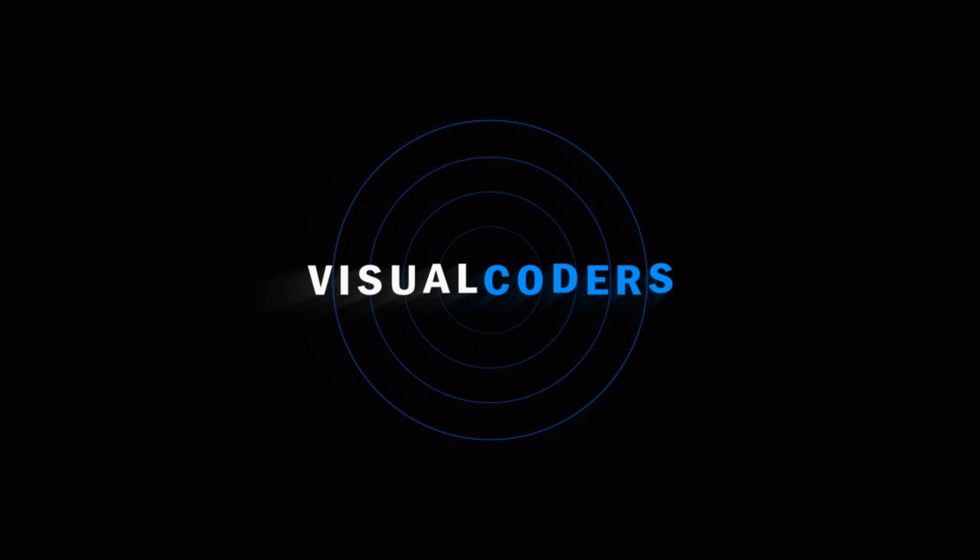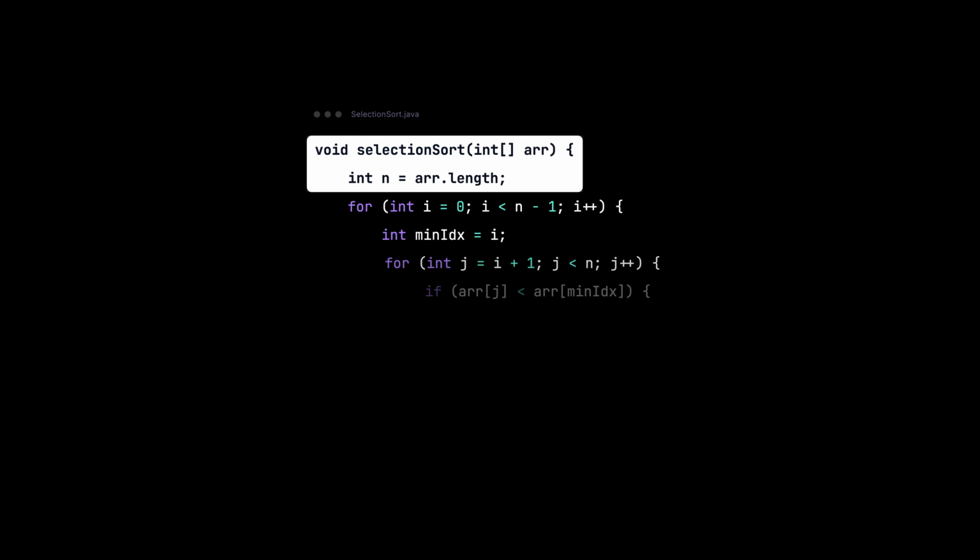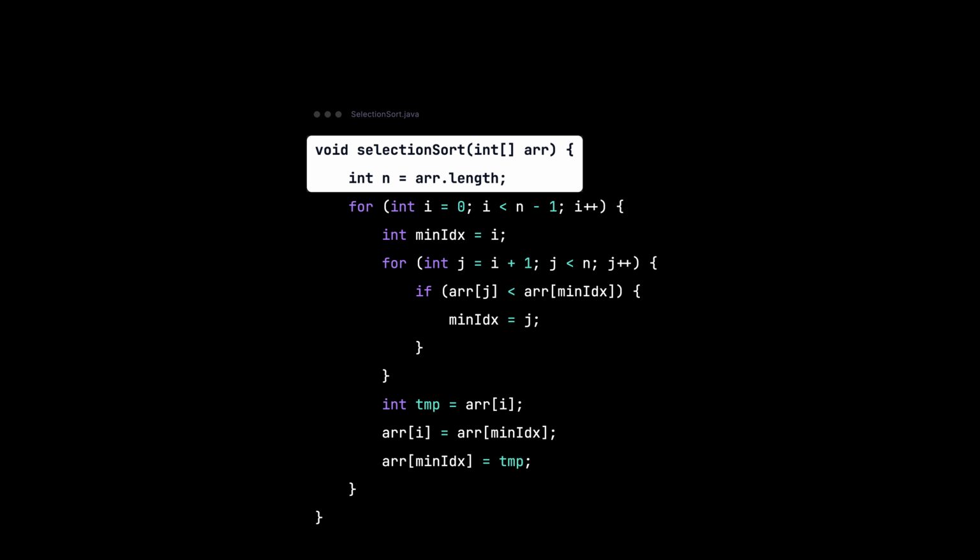Now let's understand it with code, line by line. Selection sort. On every pass, we find the smallest remaining value and swap it to the front. Let's read the whole method first. We'll go one line at a time, slowly, then watch it actually run on a small array.